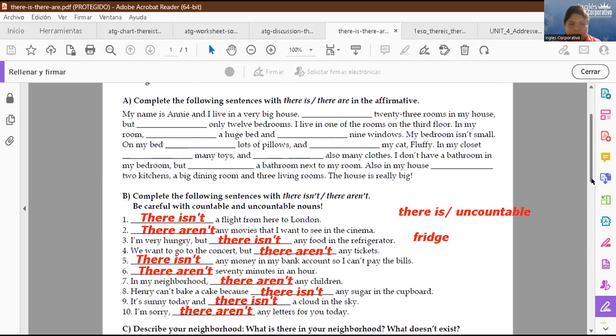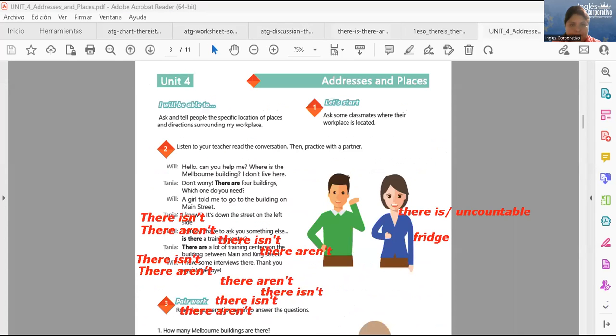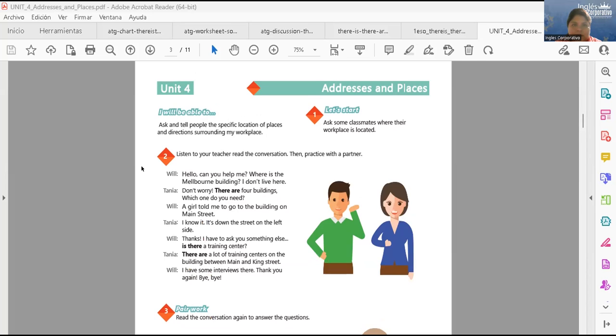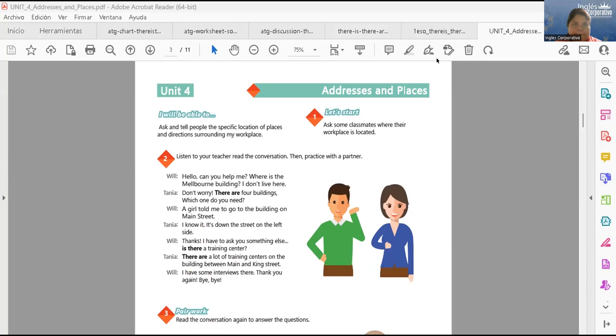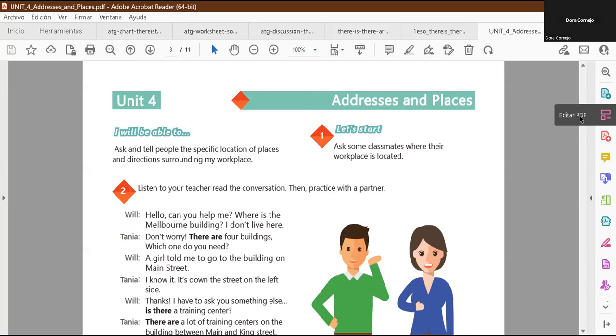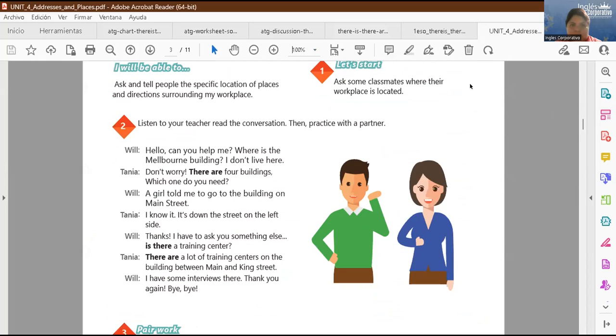And well, just to do this, we will continue. Okay, so let me check. I'm going to open the manual back again. So I'm looking for that. Okay, me avisan ahí si ya se ve el... Okay, the conversation, addresses and places. Okay, can you see the dialogue? Okay, can you see the dialogue?